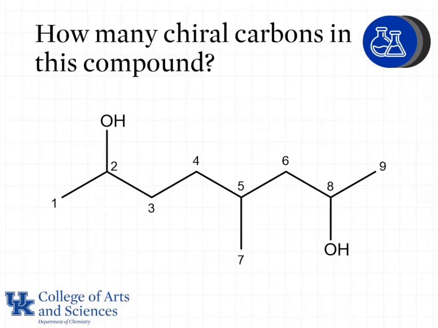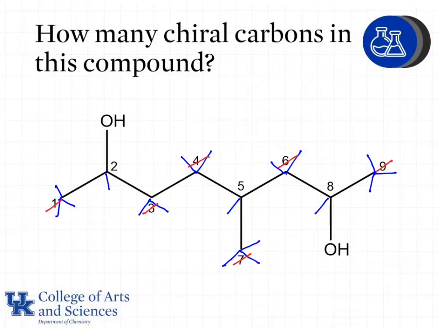How many chiral carbons in this compound? First, we need to add in our hydrogen atoms so that every carbon has four bonds. We can then eliminate carbon atoms that have two or more hydrogens because they cannot be chiral. So this eliminates 1, 3, 4, 6, 7, and 9. The only atoms that remain to check to see if they're chiral are carbon 2, 5, and 8.